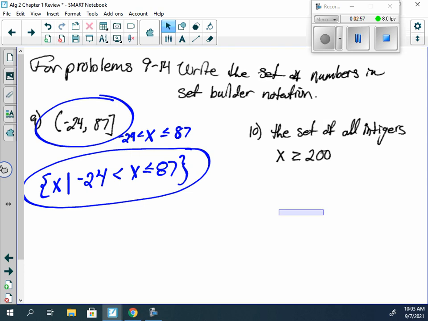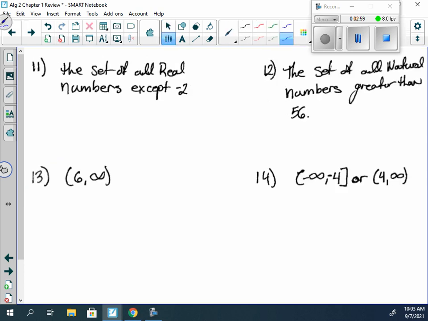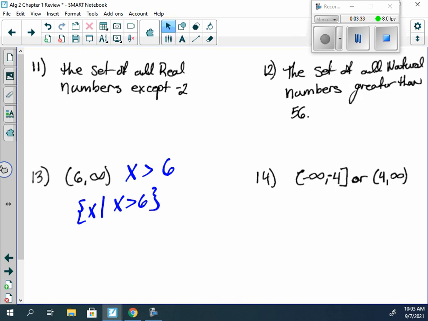You ready to look at 13? 13, 6 comma infinity. So if I wrote this as an inequality, it would be what? X is greater than or less than 6? Because we're talking about the interval from 6 to infinity. We're talking about the numbers getting bigger, so the inequality would be x is greater than 6. Set builder notation is going to be the set of all real numbers x such that x is greater than 6. And that's it.